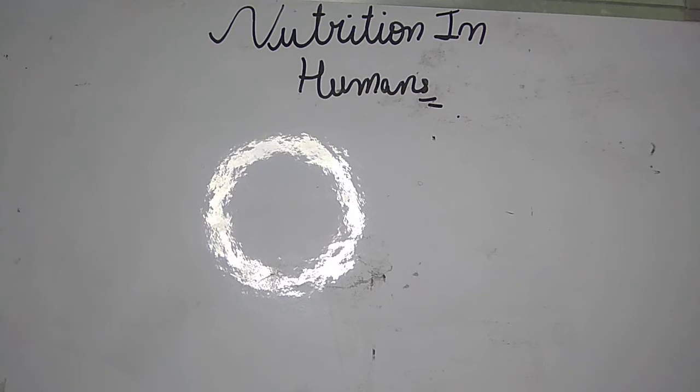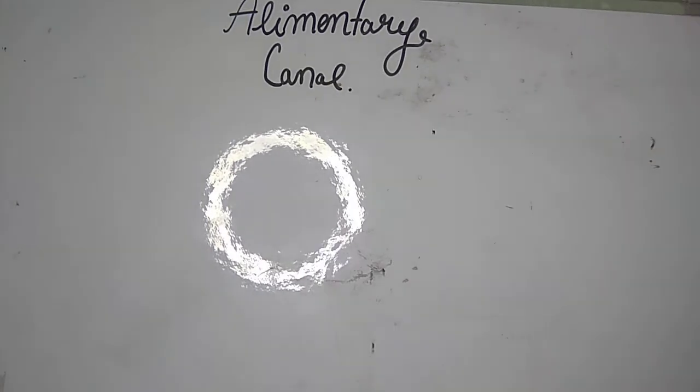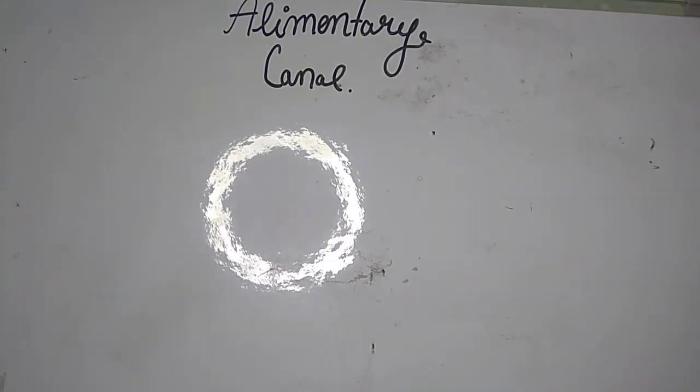So firstly, what is digestion? Digestion is the process of conversion of complex food into simpler and absorbable form. Now we will talk about the alimentary canal and its glands. The alimentary canal is a 7 to 8 meter long tube in which the whole process of digestion takes place: ingestion, digestion, absorption, assimilation, egestion. All these things take place in the alimentary canal. Major parts of the alimentary canal: first is the mouth.